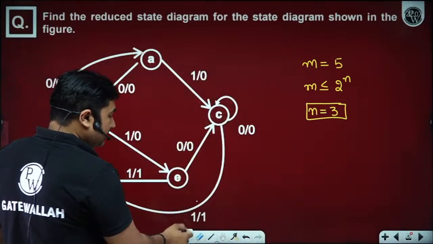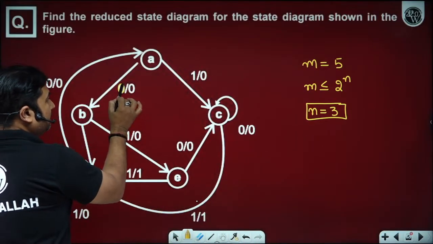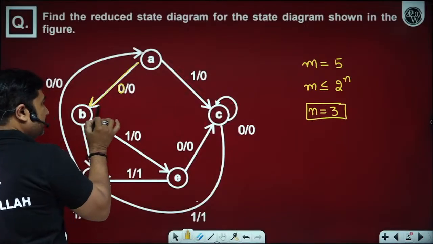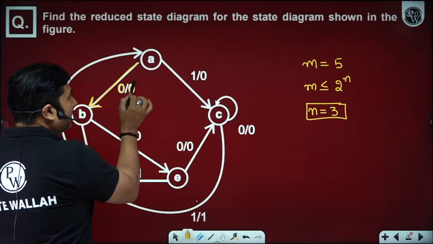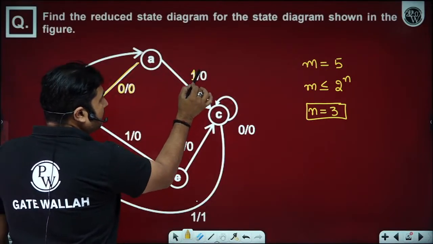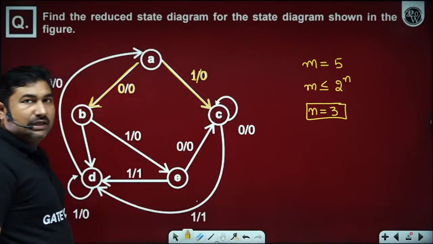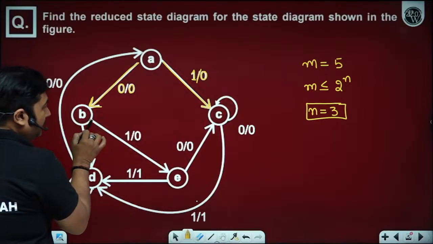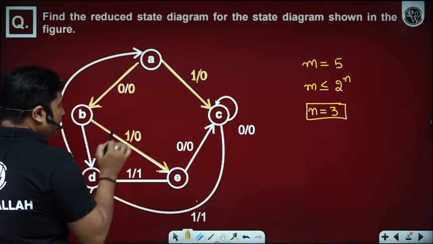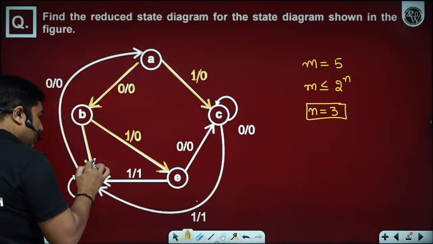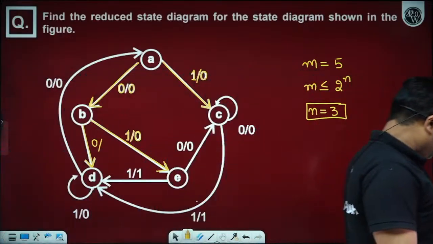Please observe here, beta ji. If you are on state A, then input x is equal to 0, you go to state B and output will become 0. If you are on state A with input x is equal to 1, next state will become C and output 0. If you are on state B with input x is equal to 1, next state is E, output 0. With x is equal to 0, next state is D, output 1.